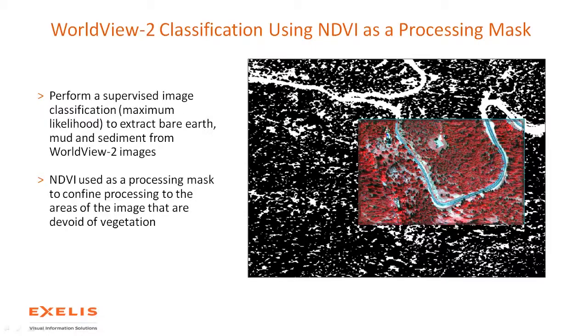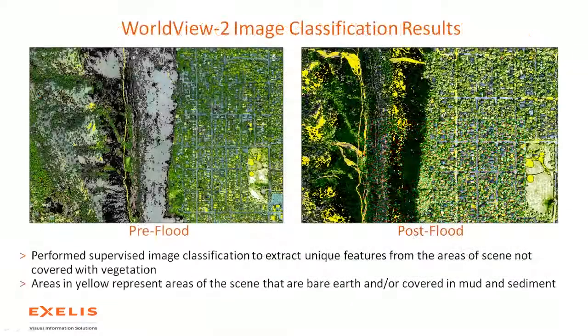The maximum likelihood supervised classification used a user-provided region of interest to train the algorithm to pick out pixels from the scene that represent bare earth, dirt, and mud. In the images shown here, areas in yellow represent bare earth, dirt, and mud.